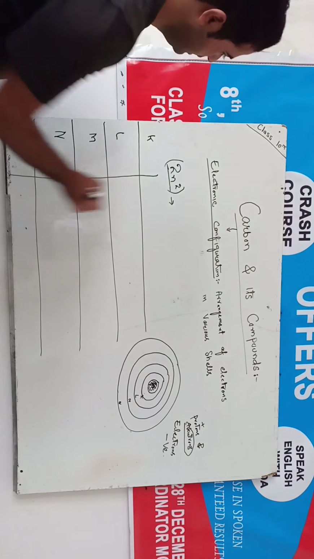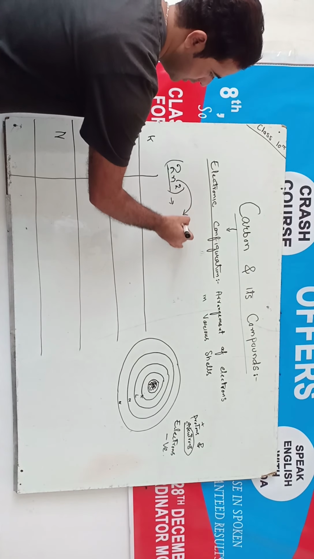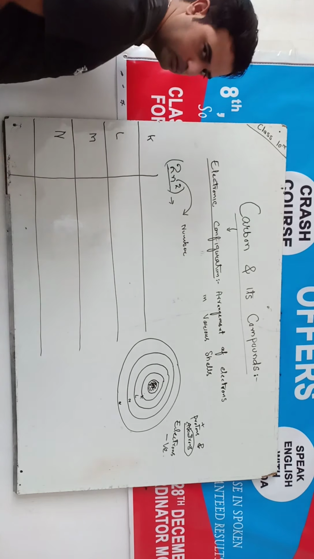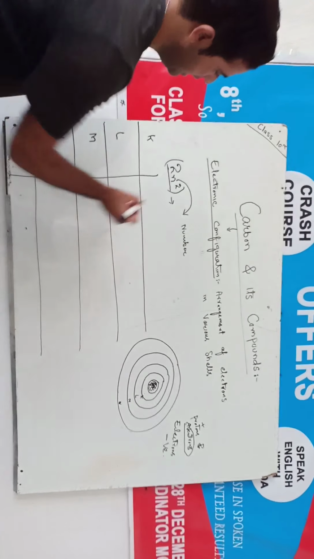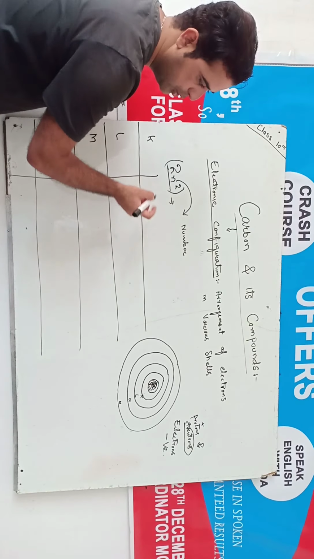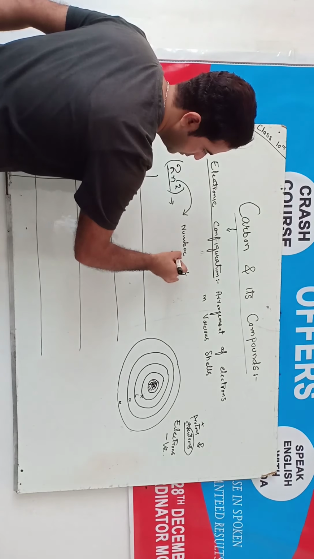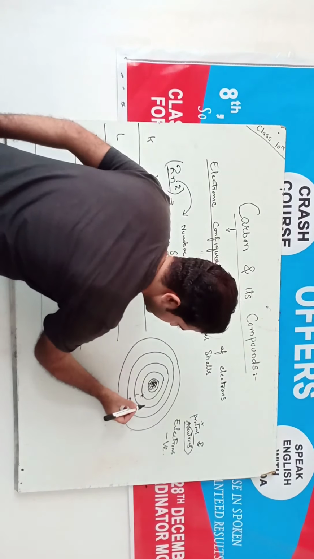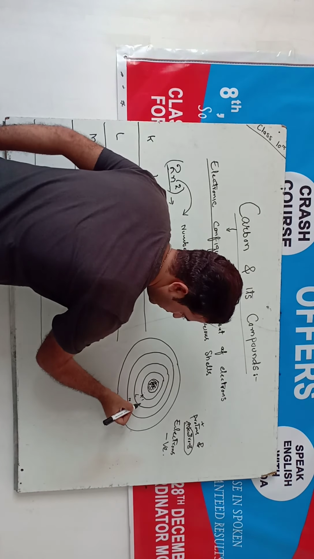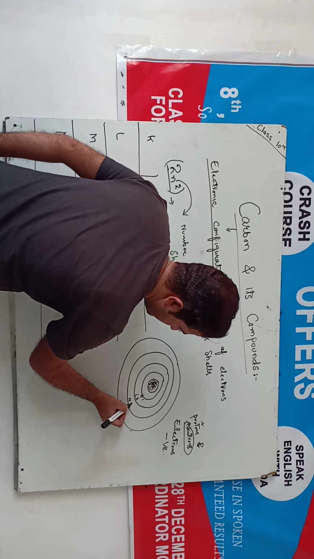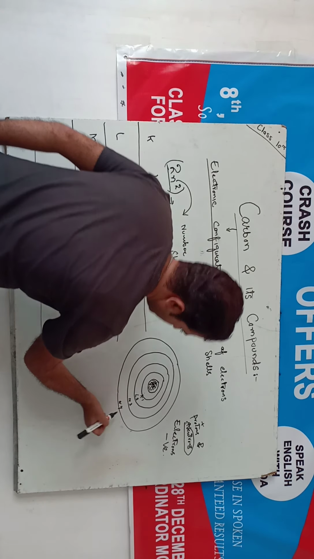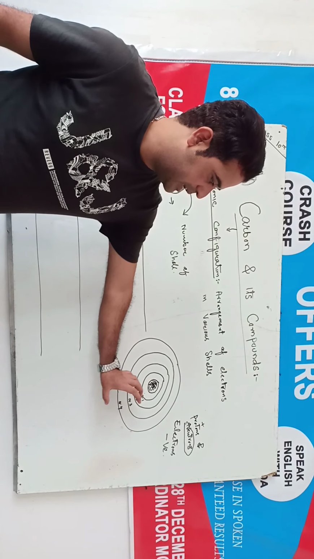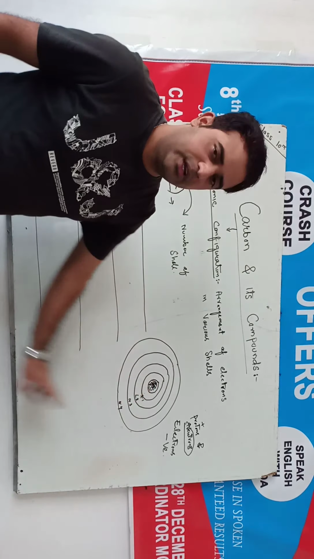Applying 2n square, n is the number of shell. 2 is a number, and n denotes the number of shell. What is the number of this shell? Here K is number first, L is number second, M is number third and N is number fourth. These numbers are assigned based upon their proximity to the nucleus.